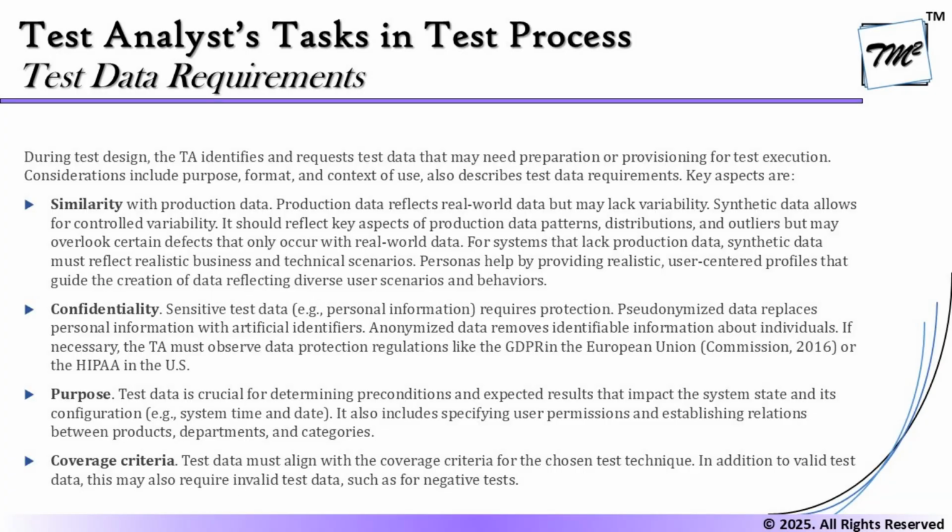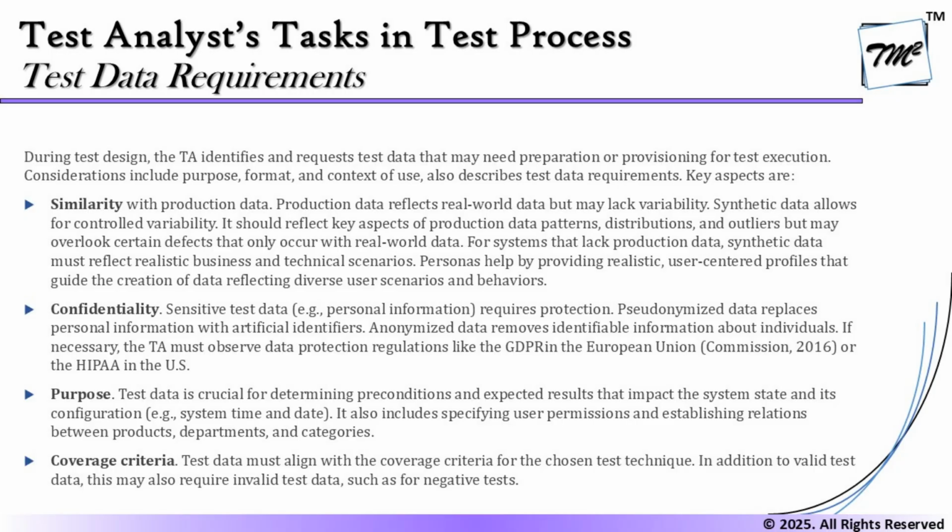Second important thing here is the confidentiality. Again, in the case of production, if you're using any kind of test data, it is very important for us to anonymize it, which requires protection. Of course, making sure that the personal information is not visible to everyone. So anonymized data removes identifiable information about individuals.